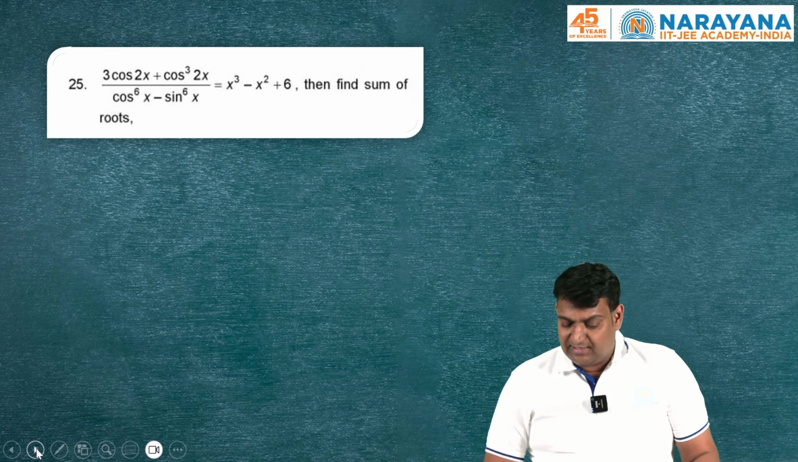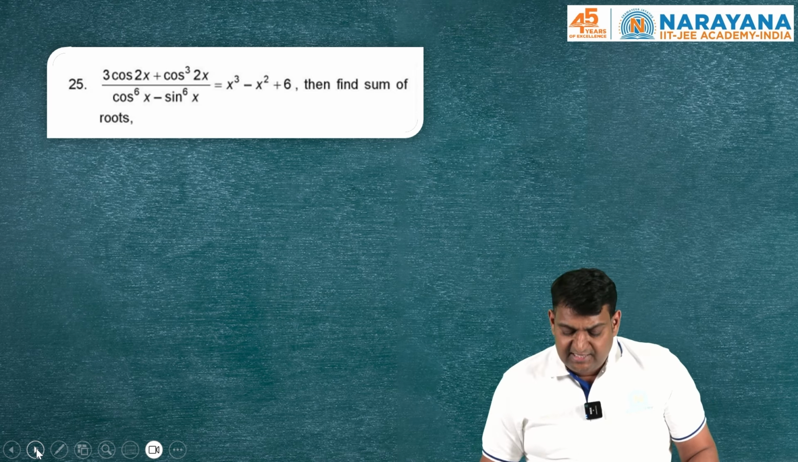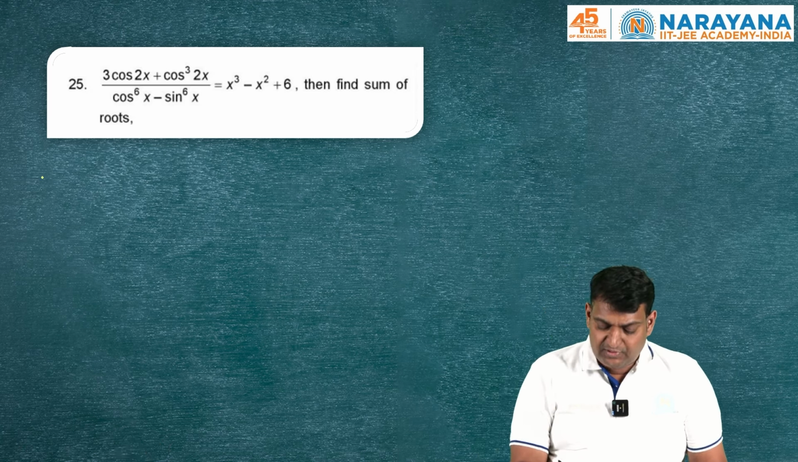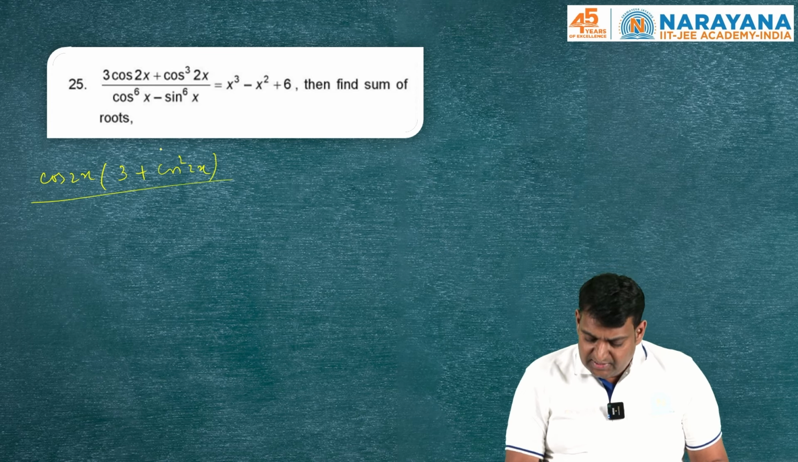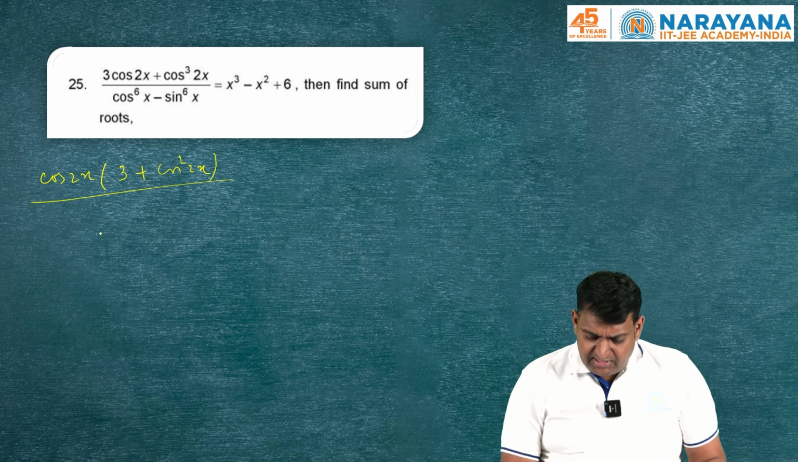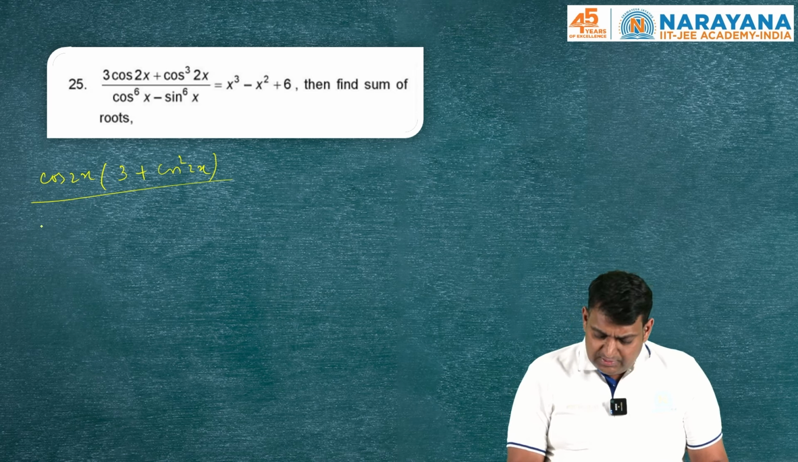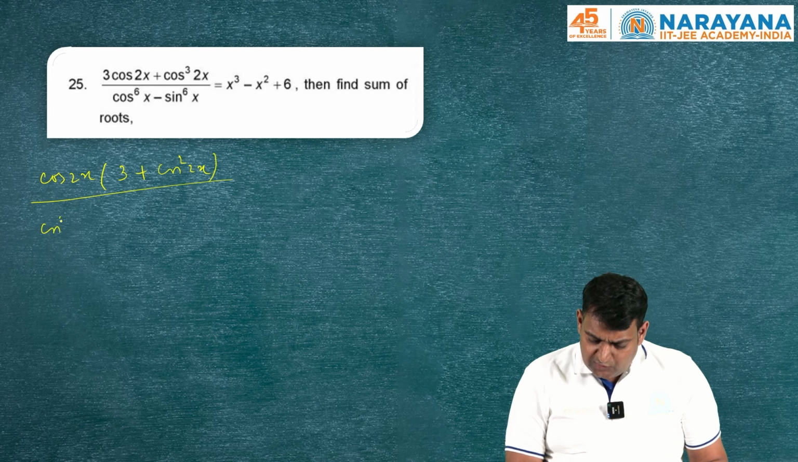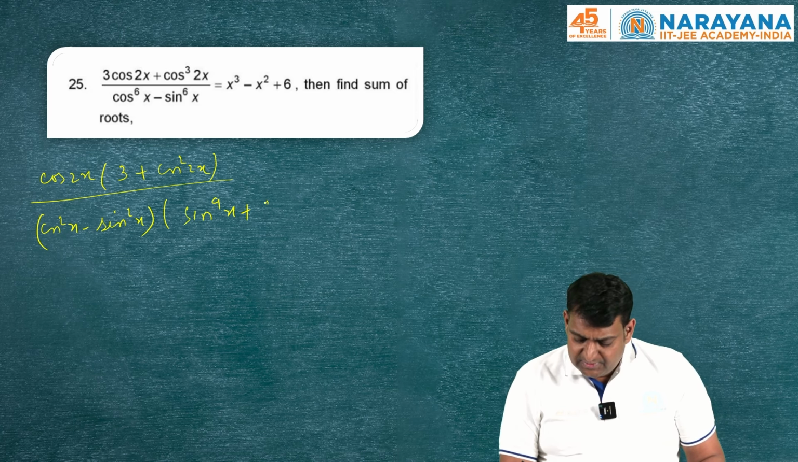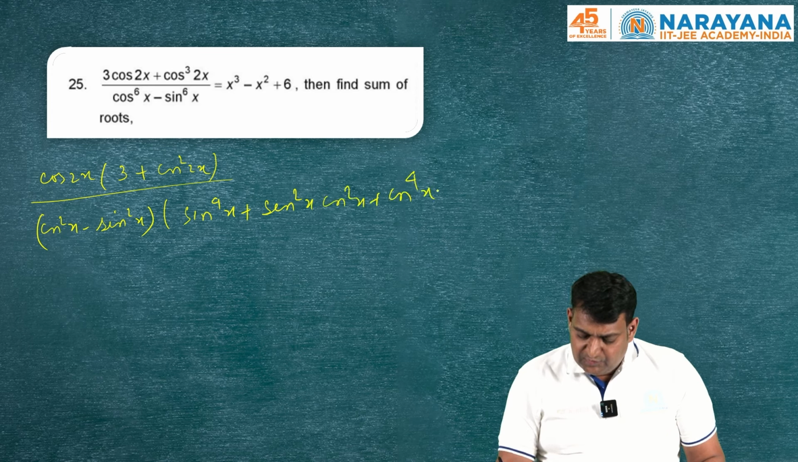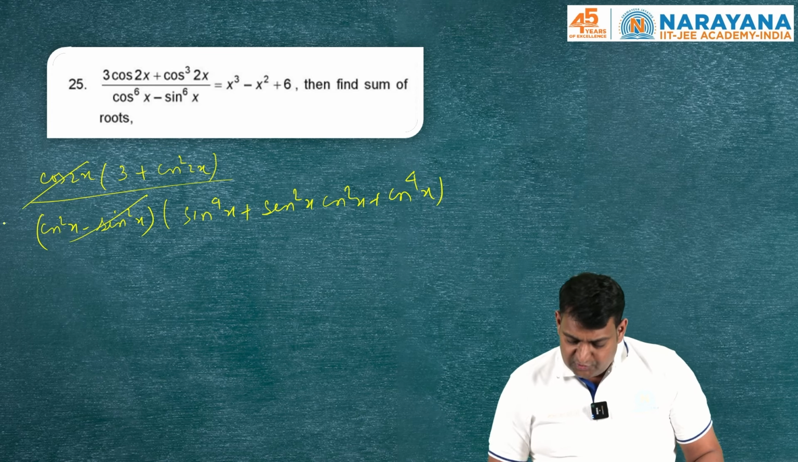Yes, a little bit calculation part, forget about the right hand side, let us first solve the left hand side. What you will do, take cos 2x common, what is left, 3 plus cos square 2x. And what is the denominator? Come on. Can you see something like a cube minus b cube? That is cos square x minus sin square x, a minus b, into a square plus ab plus b square. Cos square x minus sin square x is cos 2x. Cos 2x, cos 2x got cancelled.